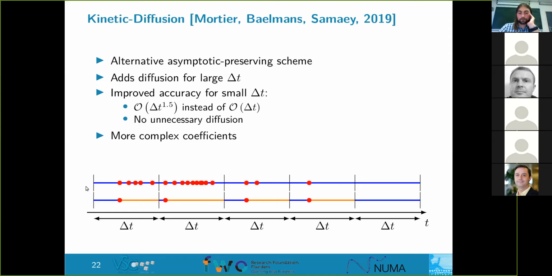But if you look at this picture, what you can see is on the top, we have, let's say, the true process that we're trying to simulate.